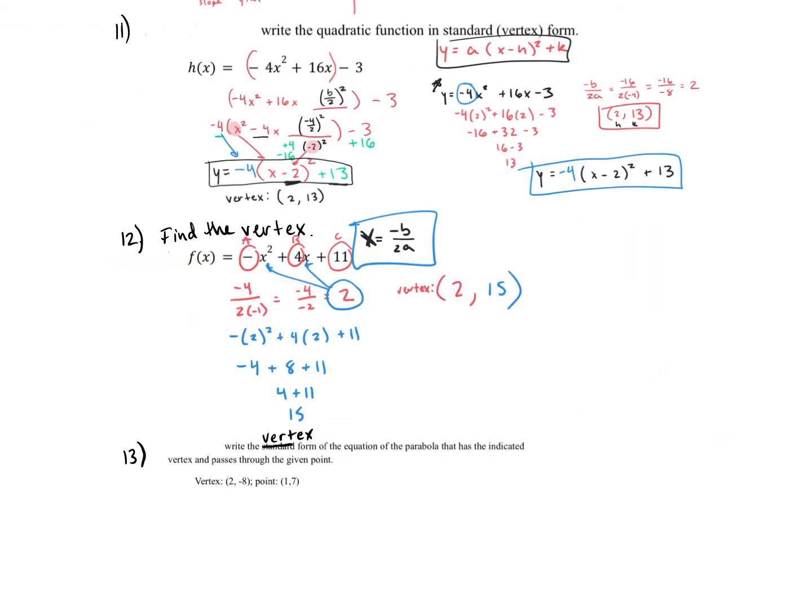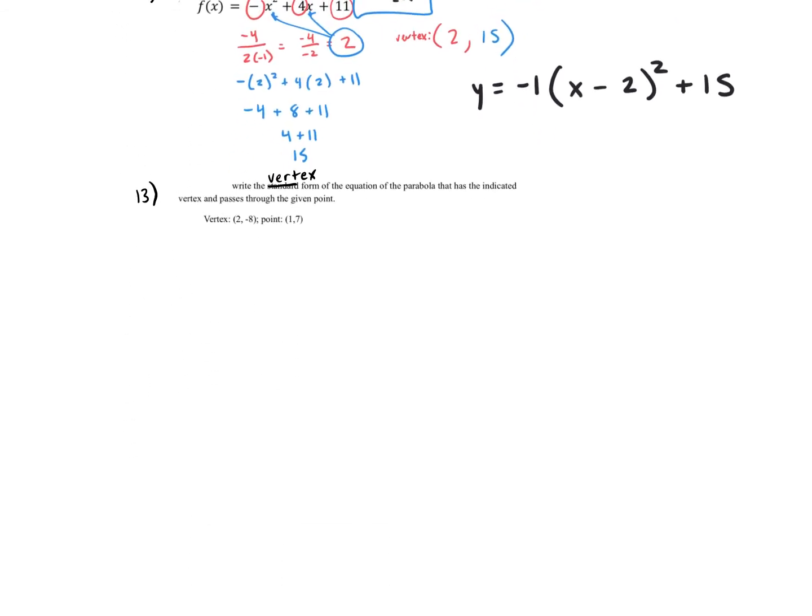Just for fun, looking at number 12, if it asked us to put this into vertex form, I would have y equals, what's my a for number 12? Negative 1 times x minus h. What's my h? Plus 2. So h is 2, so it would be minus 2. Oh, sorry, that was squared, and then plus k, and k is 15. So that would be vertex form. So it's probably easier to find the vertex and then plug it into a vertex form rather than completing the square. But if you like completing the square, you could do that too.